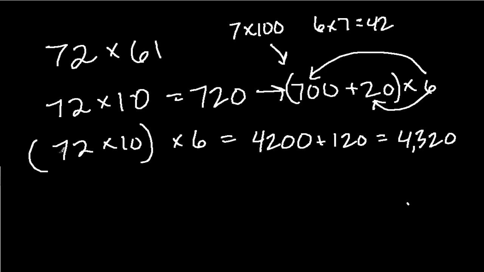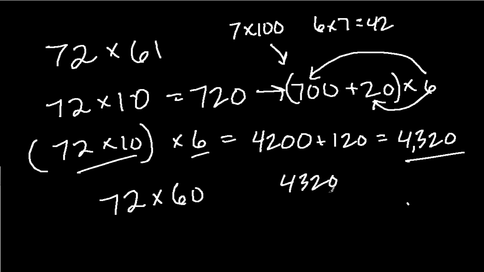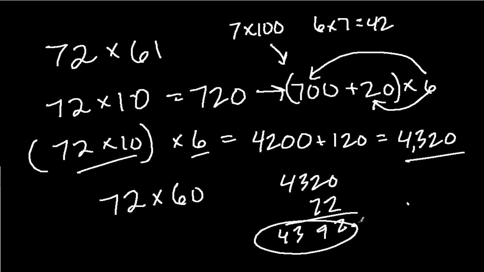So we had 72 times 10. We took that number and multiplied it by 6. So far we've solved 72 times 60. But we want 61, so we need one more 72 onto this number. So I'm just going to add it. 4320 plus 72 is 4392. And that's our answer.